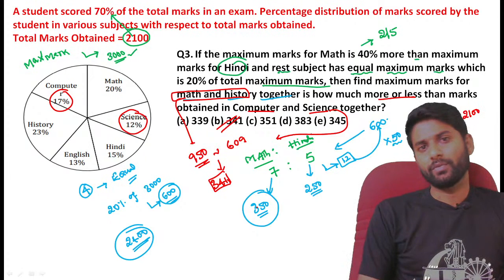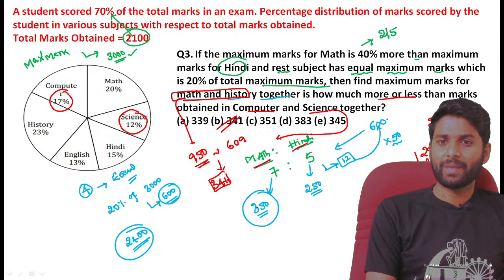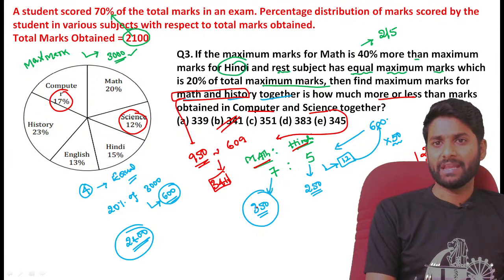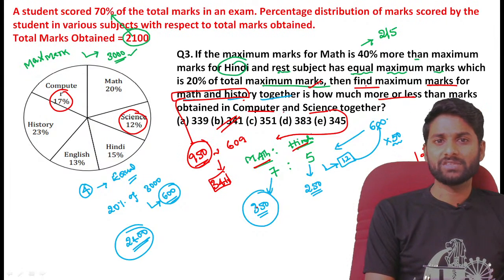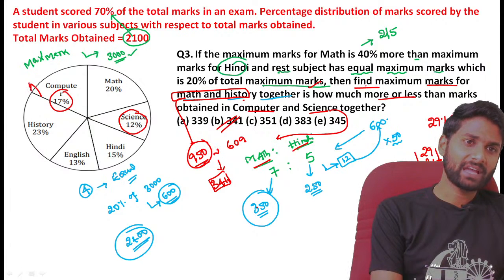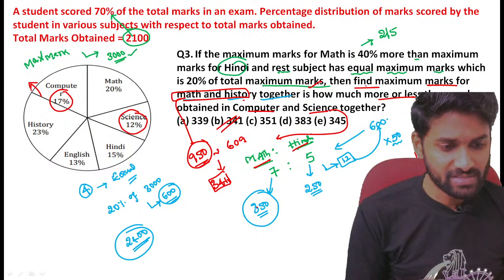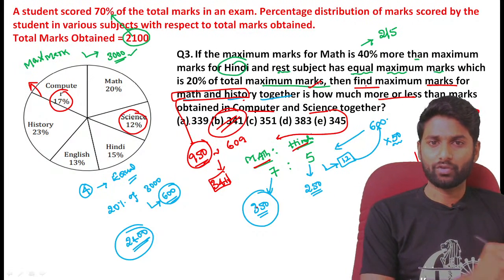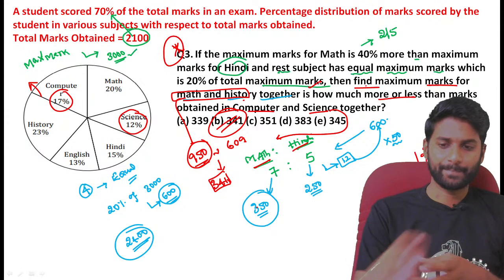So that is the most important information. Again, telling you, see, the maximum marks of maths is 40 percentage, then you can get the ratio of maths and Hindi as 7 is to 5. And the rest of the subjects have equal maximum marks, which is exactly equal to 20 percentage of the maximum mark. Then find the maximum marks for maths and history together. Maths and history together, the value becomes 950. Much more or less, when the marks obtained, obtained means consider the original value, guys. Just find the difference. Based on the difference, the value becomes 341. This is the most important question, guys. Most of the students are leaving these questions related to this particular year.